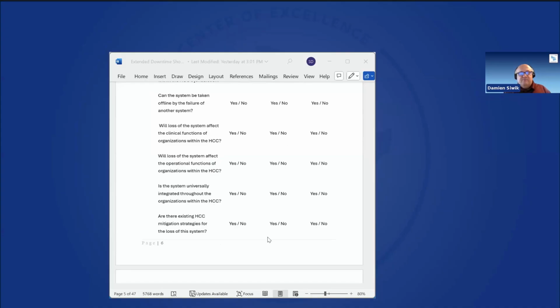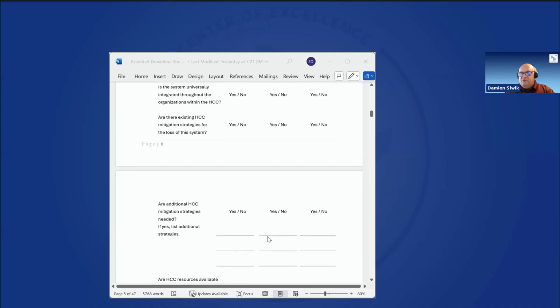Will the loss of the system affect operational functions of organizations within the healthcare coalition? I.e., if all your hospitals can't communicate by satellite, is that going to impact business? If there's backup systems, maybe not, but that'd be a conversation point. Is the system integrated universally throughout the healthcare coalition? I.e., do all your healthcare coalition members use the same electronic medical record system, or are there two or three different systems within your healthcare coalition?